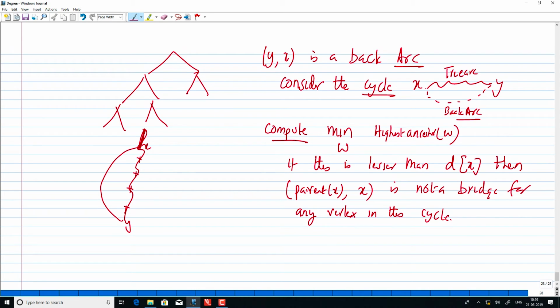So let us understand the logic here. I am interested in this edge, x and parent of x. I find this back arc. I ask each one of them, tell me something about your back arc which goes to the ancestor whose depth is the lowest. This one will give one number, this one will give one number, this one will give one number. You take the minimum of all of them.